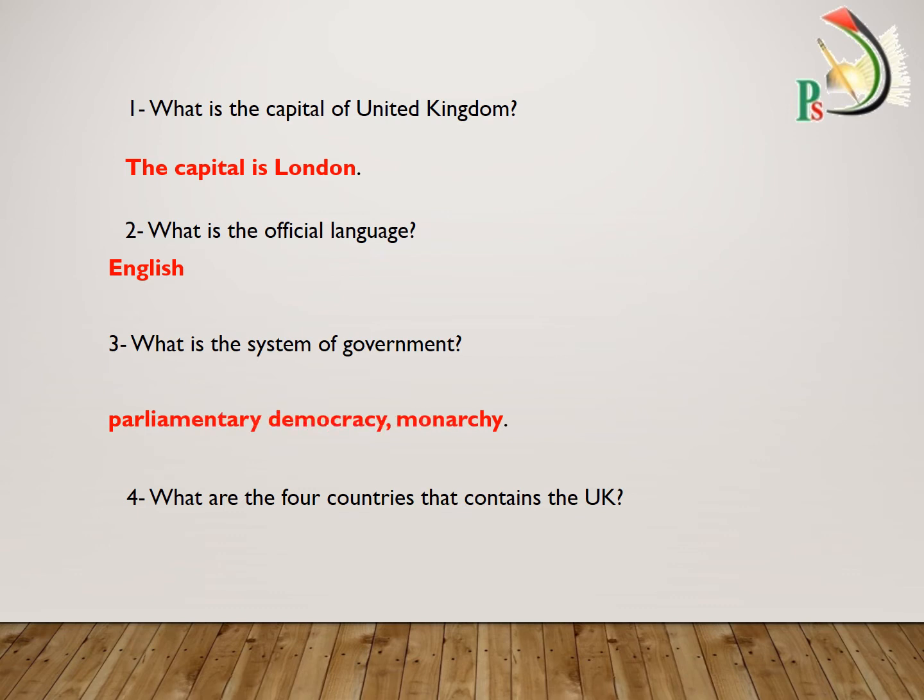Parliamentary democracy, monarchy. What are the four countries that contain the UK? England, Scotland, Wales, and Northern Ireland. Now check your answers and correct the mistakes.